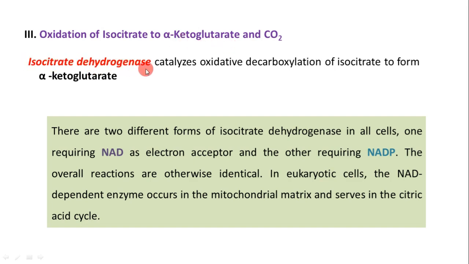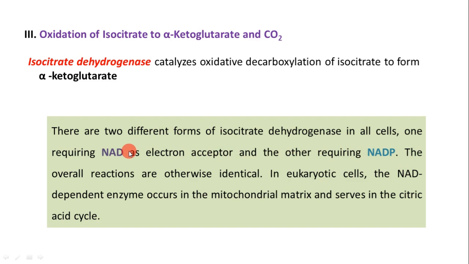Isocitrate dehydrogenase is the enzyme catalyzing this oxidative decarboxylation. There are two different forms of isocitrate dehydrogenase in all cells. One requires NAD as electron acceptor and the other requires NADP.